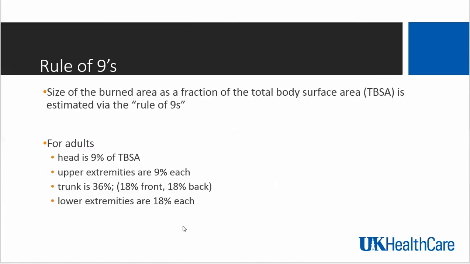So how do we quantify how much of the body is burned? It's called the rule of nines. For adults, the head is considered 9% of total body surface area. The upper extremities are 9% each. The trunk is 36%, with the front being 18% and the back being 18%. The lower extremities are 18% each. So using the rule of nines, you can calculate the total body surface area that is burned in a patient.